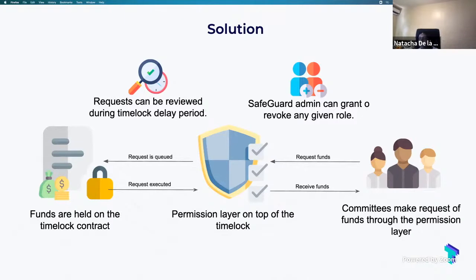So the requests that the committee makes for funds can be reviewed. This is done in an optimistic way, because if no one takes action over the request that the committee makes, it will pass and they will receive the funds easily. It's just when there is something that needs to be reviewed or needs a little bit more context that they can pause that and continue later, after the review process.